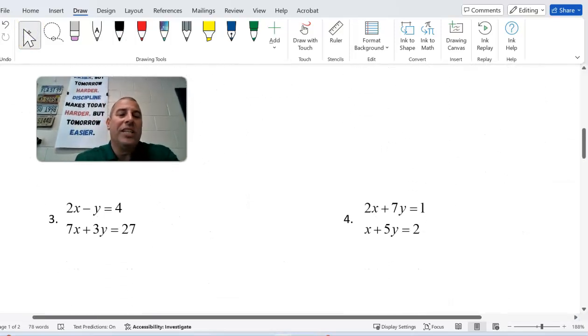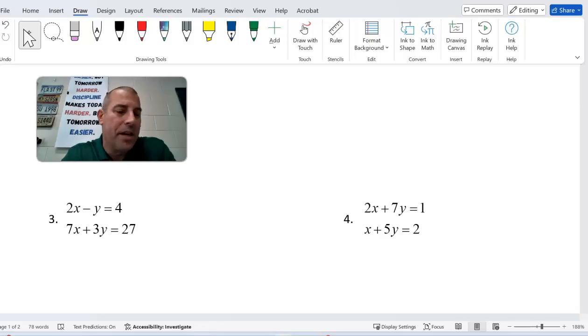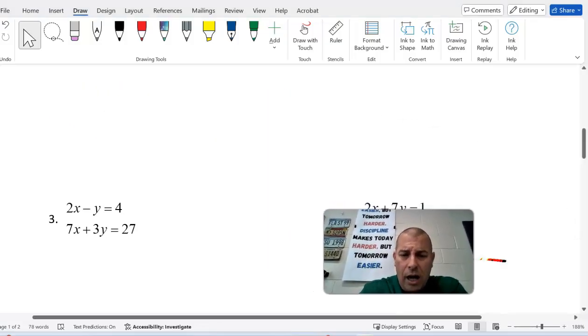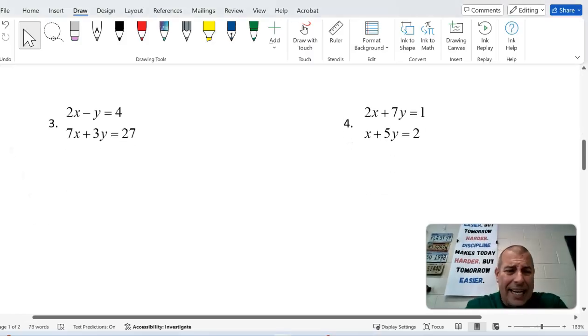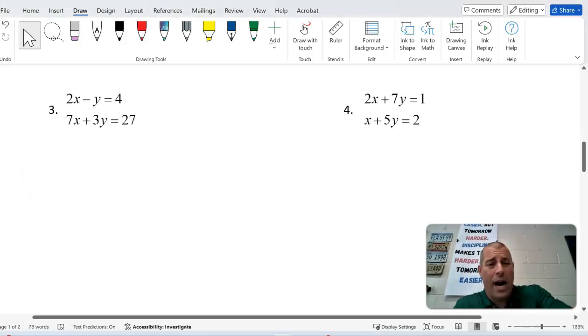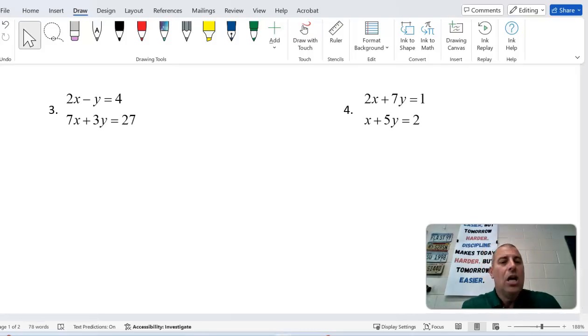What happens when we just can't add right away? I'm going to go after problem number 3 here. In problem number 3, if I just add, I get a 9x. And if I add the y's, I get a 2y. That did not eliminate anyone. So we're going to multiply in order to eliminate.